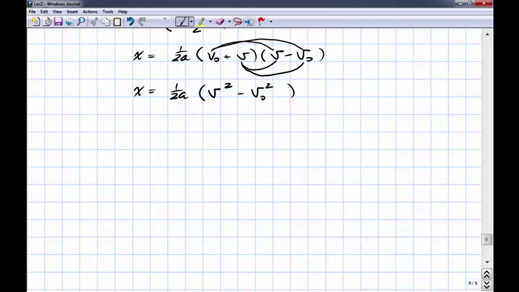In the next operation, we'll multiply both sides by 2a. So we have times 2a over here and times 2a over there. And that now causes the 2a terms to cancel out. So here's what we have so far.